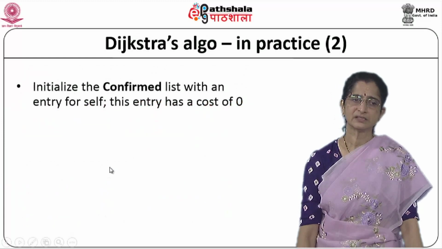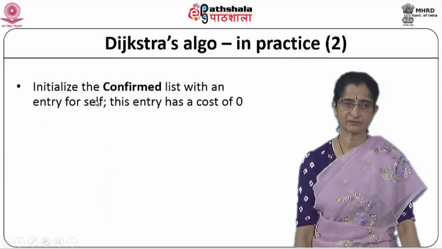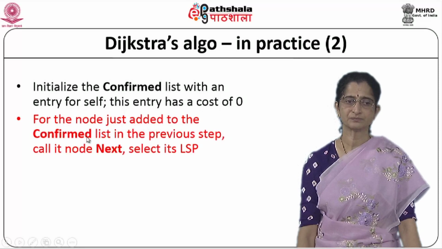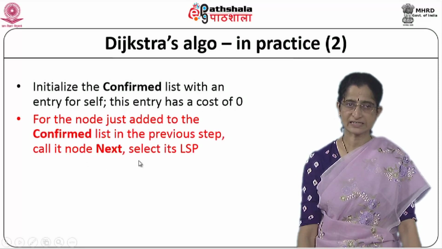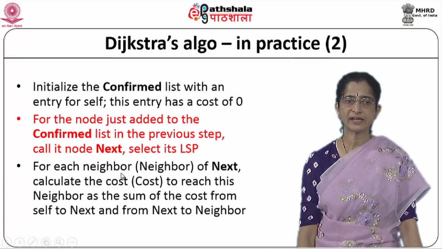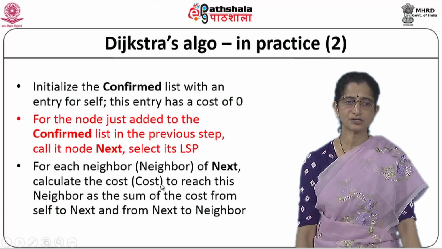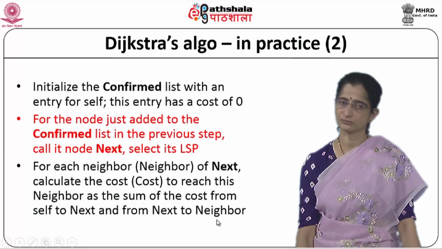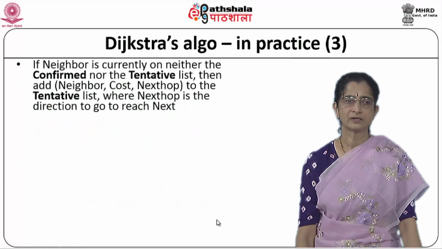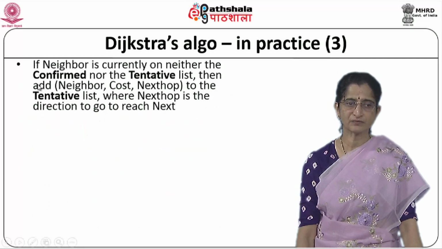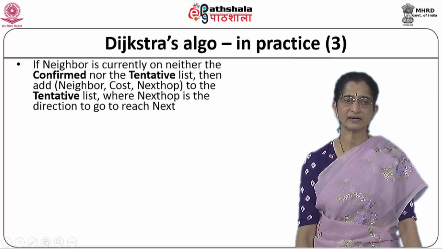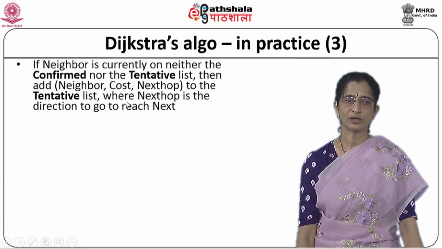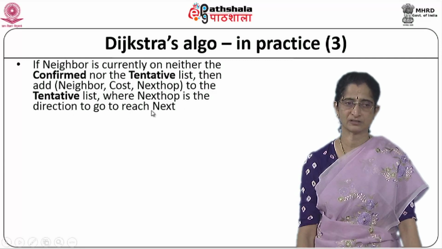Initially the confirmed list will have just an entry for itself, with a cost of 0. Now for the node that you just added to the confirmed list, you call it node next, you select its LSP, and for each neighbor of next, you calculate the cost to reach this neighbor as the sum of the cost from self to next and from next to neighbor. As we saw earlier, same thing. Now if the neighbor is currently on neither the confirmed nor the tentative list, then you add the neighbor, cost, next hop information to the tentative list, where next hop is the direction to go to reach that node.